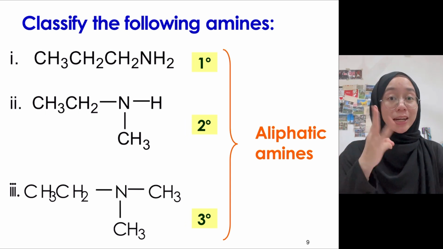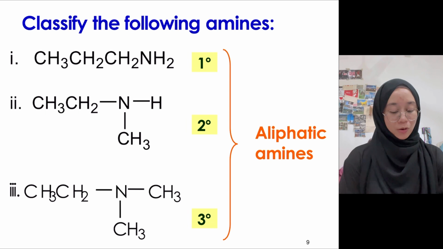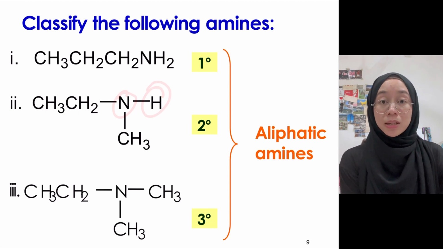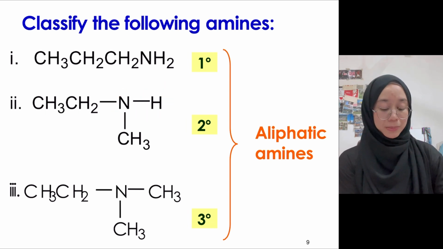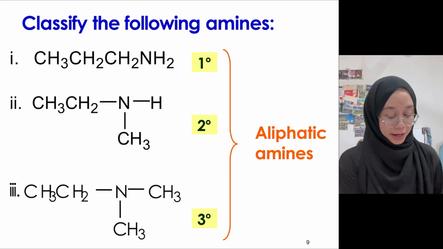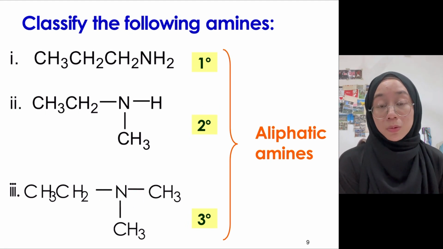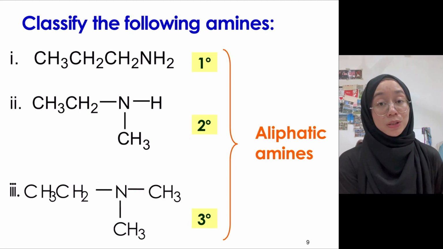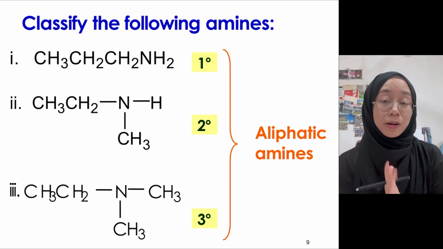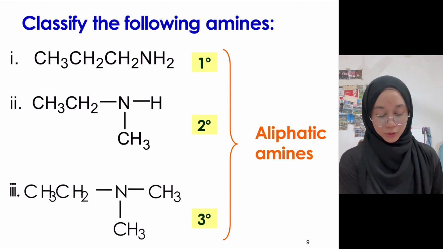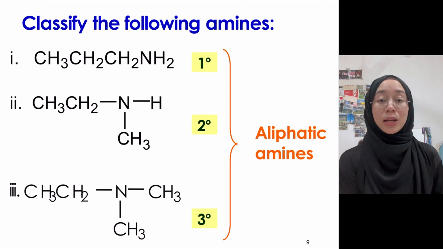Okay, so kalau number of hydrogen dia ada 2, bermaksud ada satu lah alkyl group attached dengan dia, so primary. Okay, because nitrogen ada 3 benda attached dengan dia kan. So kalau kita tengok, oh nitrogen ni ada satu je hydrogen attached dengan dia, bermaksud lagi 2 tu adalah alkyl group, menjadikan dia sebagai secondary. And bila kita tengok, oh tak ada langsung hydrogen, bermaksud ketiga-tiga benda yang attached dengan nitrogen tu adalah alkyl group, therefore dia akan jadi tertiary. Okay, so this one tertiary, primary, secondary untuk aliphatic amine.